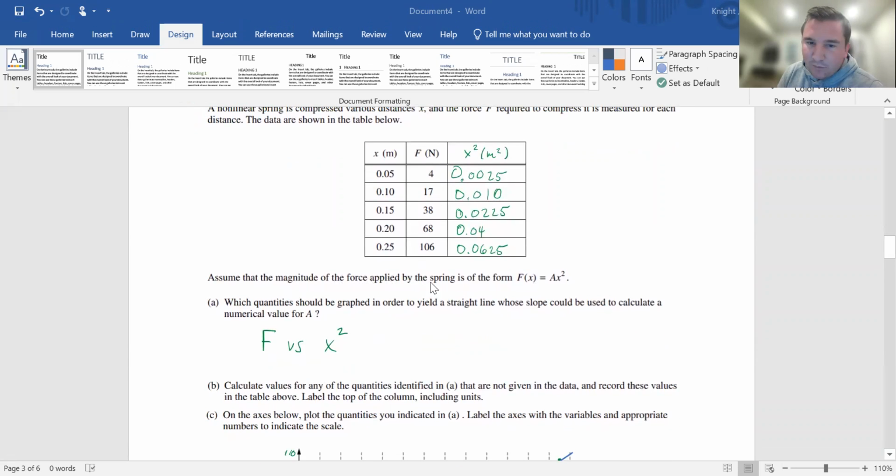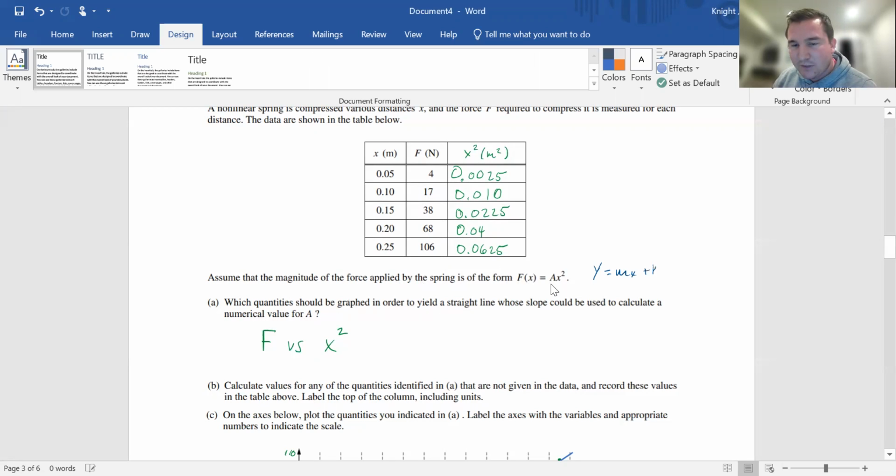Assume the magnitude of the force applied by the spring is in the form of F(x) equals a times x squared, which is really nice because that basically answers the next question for us. Which quantities should be graphed in order to yield a straight line whose slope could be used to calculate a numerical value for a? If this is the equation they're giving us, if we plot F versus x squared, it'll give us a, right? Just like relating this to y equals mx plus b, if we put in F for y and x squared for x, the slope of that line will give us a. So we can find a pretty easy.